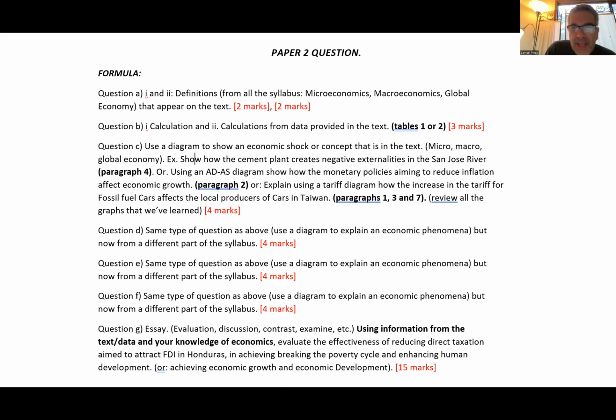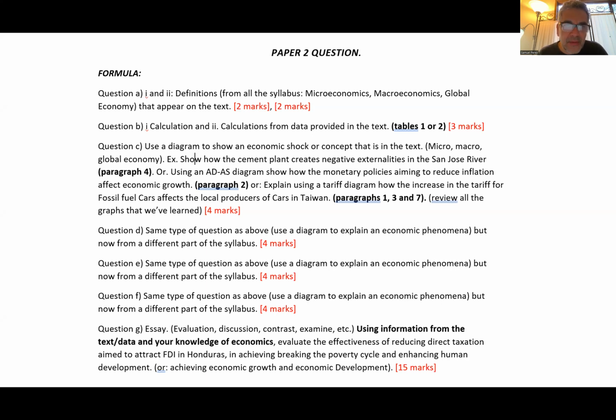So they could be about micro, macro, global economy, and usually the concepts that they will ask you already appear in the text, and they actually put those concepts in bold. So for example, in the text you are reading, the UK economy is facing a recession. So recession may be in bold, and then you will know that that is one of the definitions that you want to define in question A. So what is a recession?